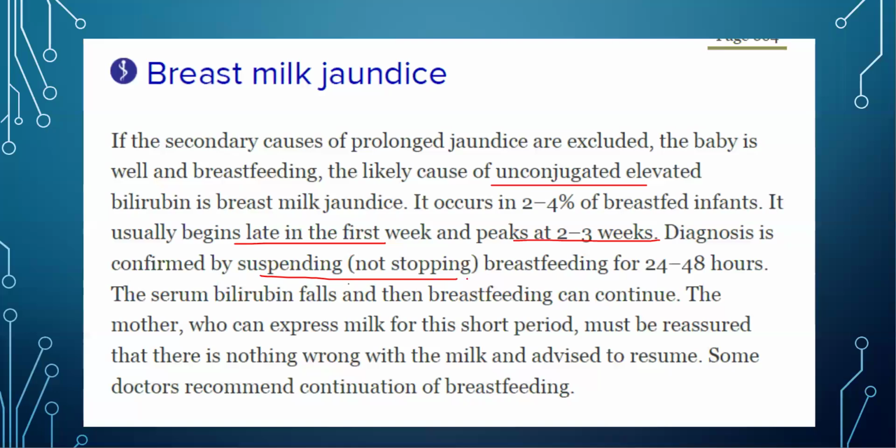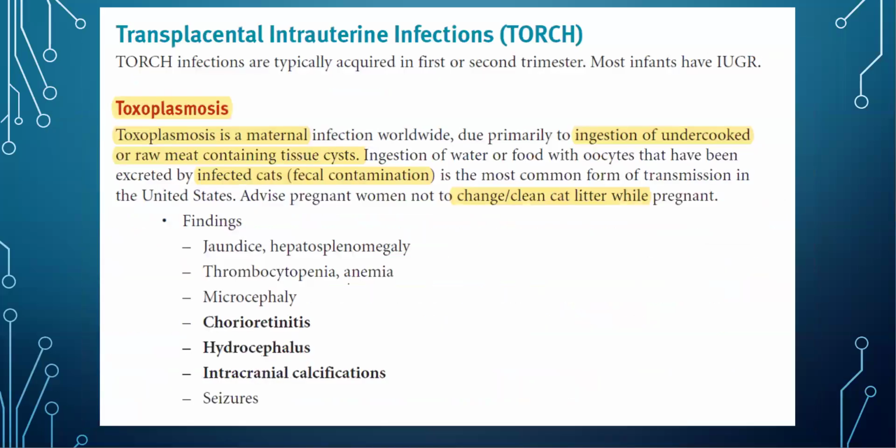Diagnosis is confirmed by suspending, not stopping, breastfeeding for 24 to 48 hours. If you are not sure, you can ask the mother to suspend the breastfeeding for 24 to 48 hours and then see if the jaundice is getting better. But it is not always needed, because breastfeeding is very important for a child. Just because a child has breast milk jaundice, we don't need to stop. Breastfeeding will be continued, and there is no recommendation of changing to formula milk for this. It will get better on its own.